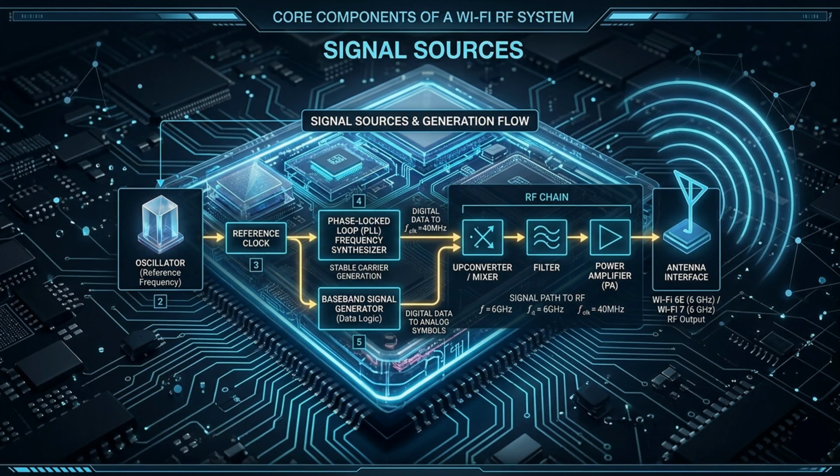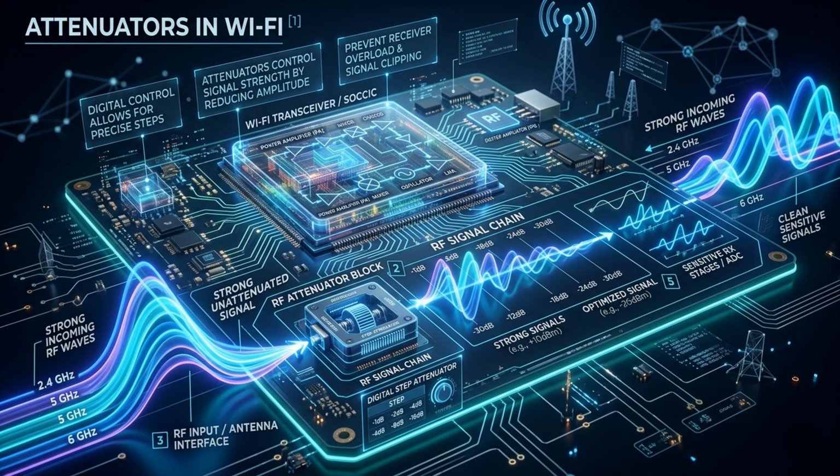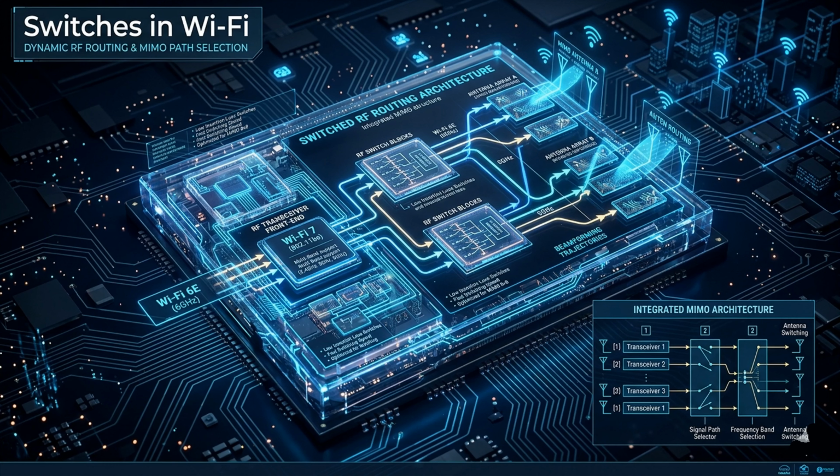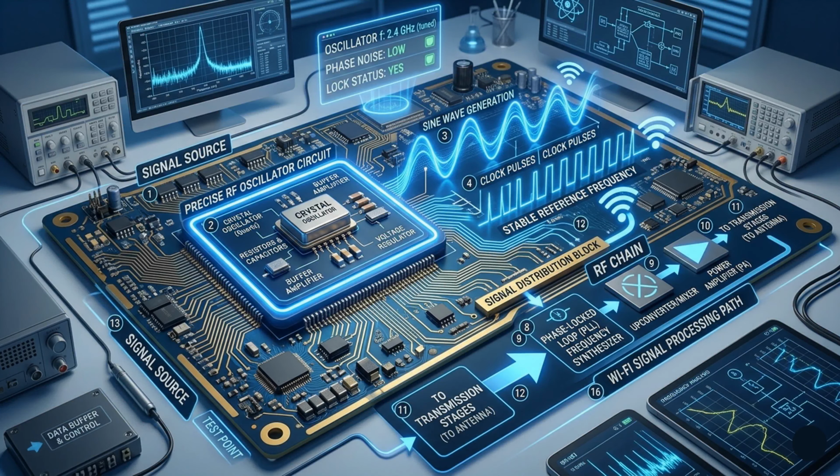The core components of a Wi-Fi RF system are signal sources, amplifiers, filters, mixers, attenuators, couplers and splitters, switches, cables and connectors, and antennas. Signal sources. Every RF chain starts with a signal source, which produces the initial electrical signal that will later be transmitted. In a Wi-Fi RF system, oscillators generate a stable reference frequency. This signal is the heartbeat used to build all RF communication.